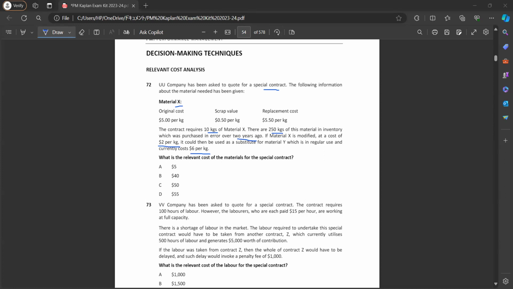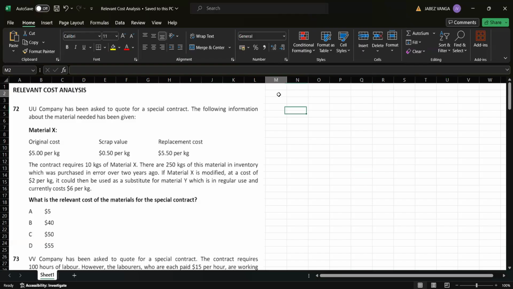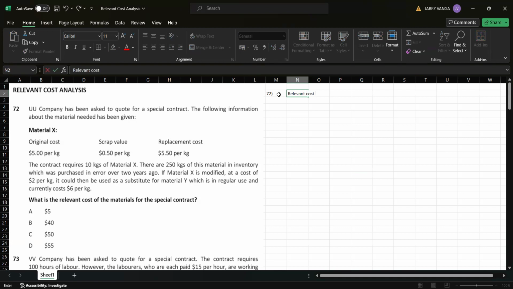One second. I have put the data in an Excel file. Okay. Let's answer the question. Question number 72. Let's first define what is relevant cost. Formula: relevant cost is equal to future incremental cash flow plus opportunity cost.